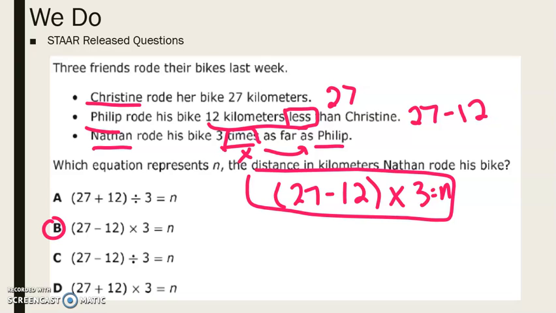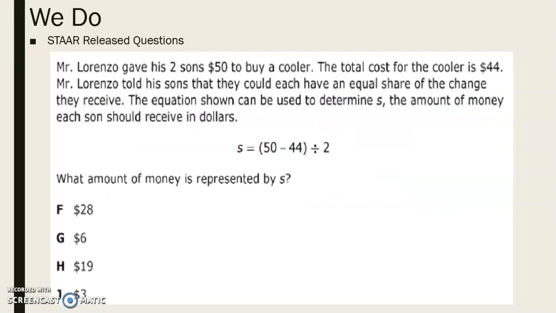Okay, so let's look at our next problem. It says, Mr. Lorenzo gave his 2 sons $50 to buy a cooler. The total cost for the cooler is $44. Mr. Lorenzo told his sons that they could each have an equal share of the change they received. The equation shown can be used to determine S, the amount of money each son should receive in dollars. S equals 50 minus 44 divided by 2. What amount of money is represented by S?